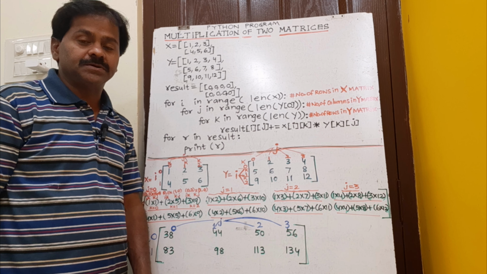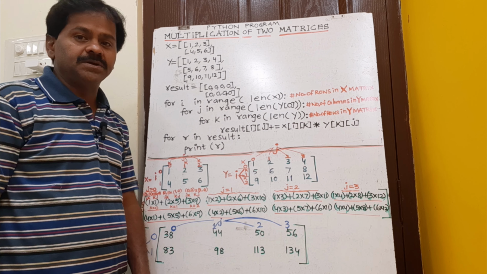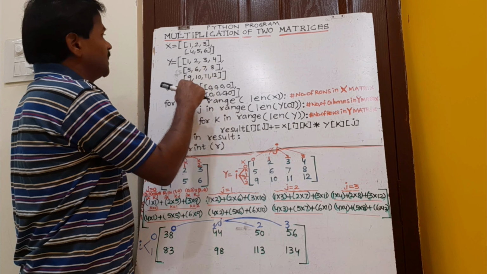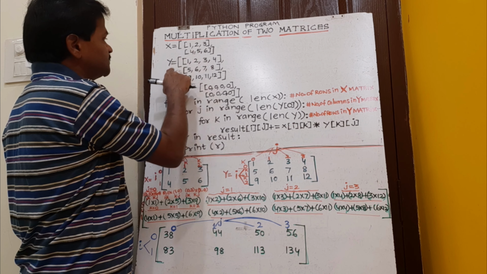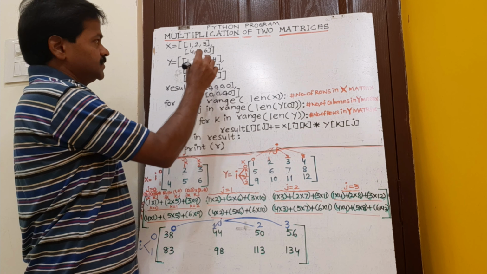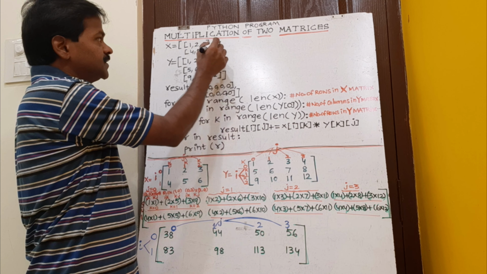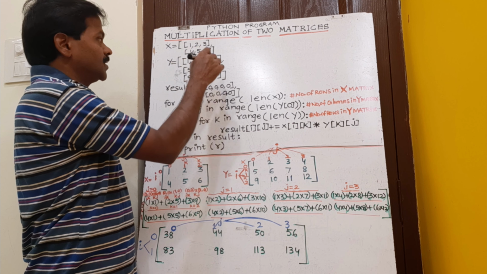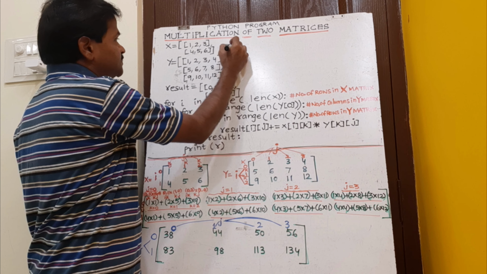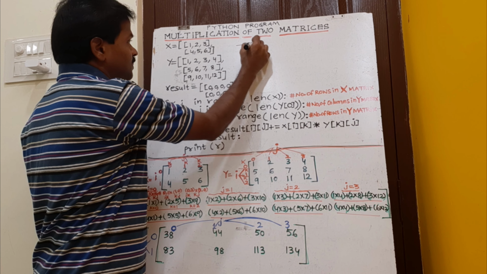Today's topic is a Python program on multiplication of two matrices. Here you see the multiplication of two matrices. This is the X matrix, this is the Y matrix. X is 2 by 3, 2 rows, 3 columns. The number of rows is called R, and the number of columns is called C. So each matrix is an R by C matrix. This is a 2 by 3 matrix.